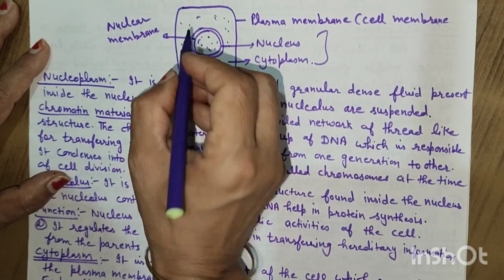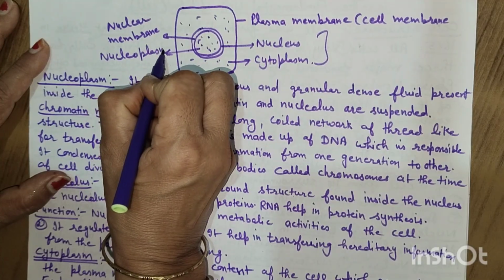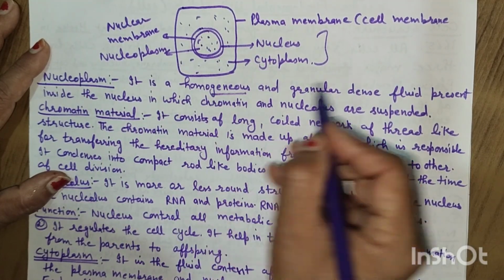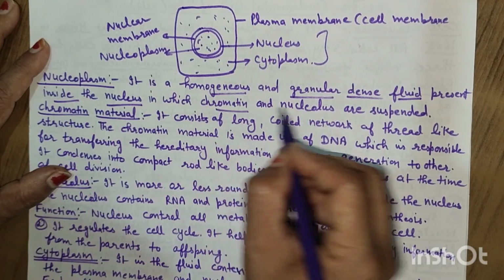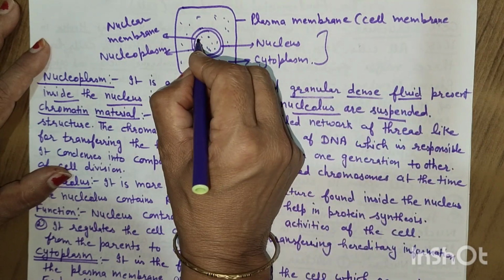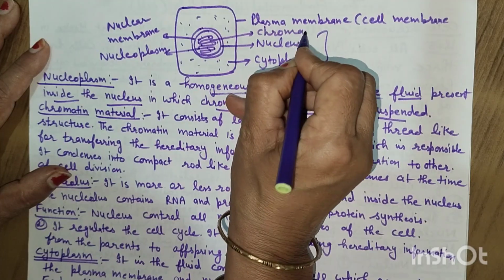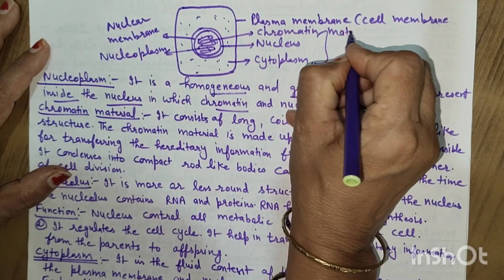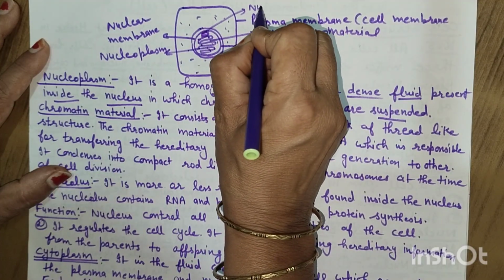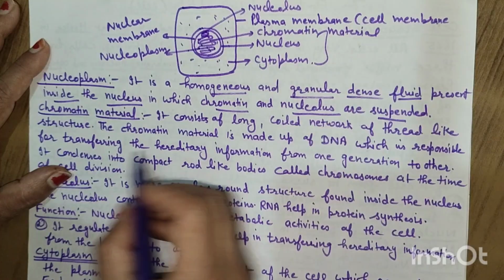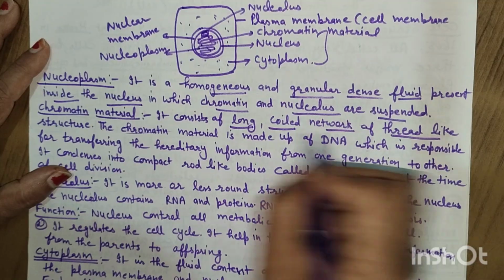It has fluid in it that is called nucleoplasm. Nucleoplasm is a homogeneous and granular dense fluid present inside the nucleus in which chromatin and nucleolus are suspended. Chromatin material is a thread-like structure. These are thread-like structures and there is also a nucleolus. Chromatin material consists of a long coiled network of thread-like structures.